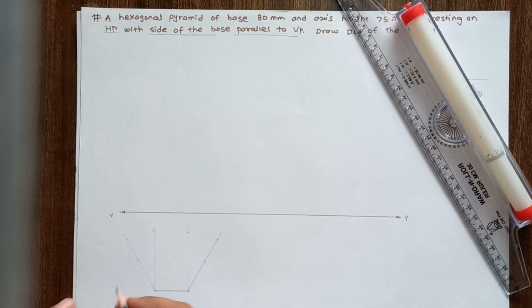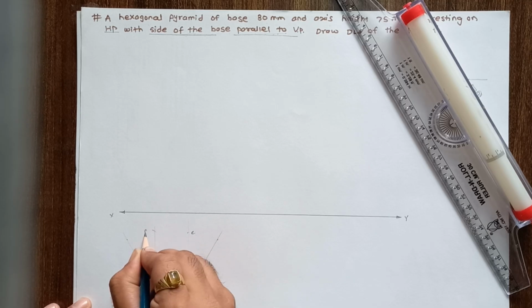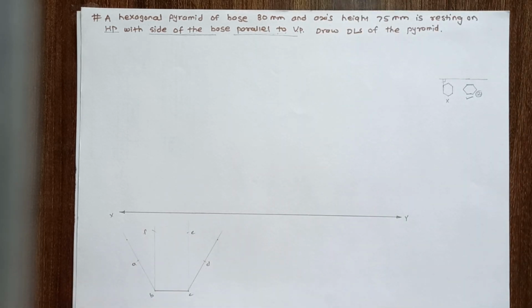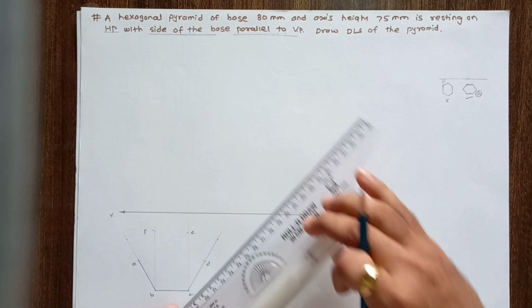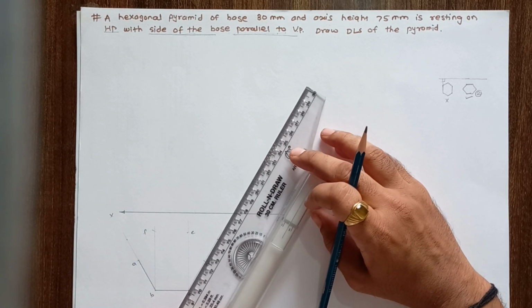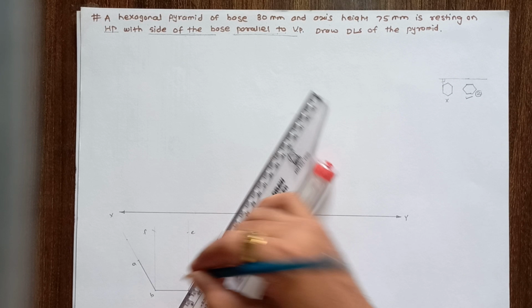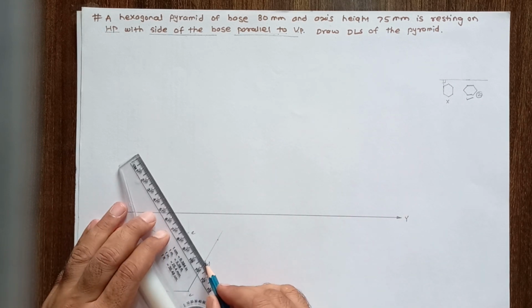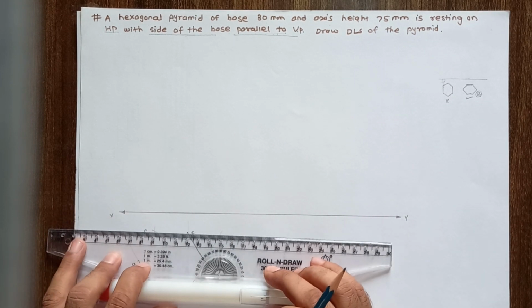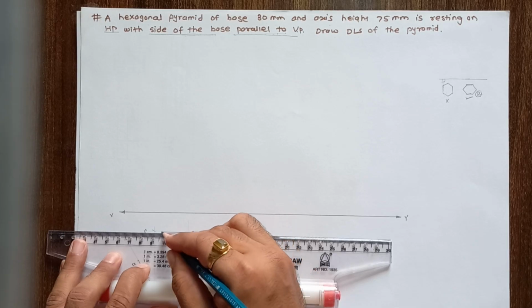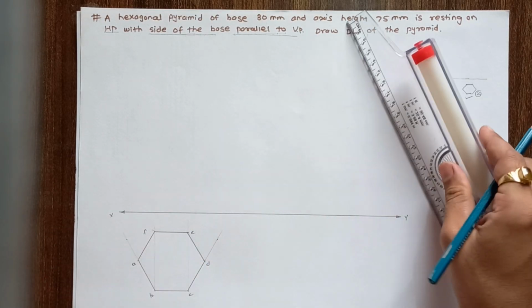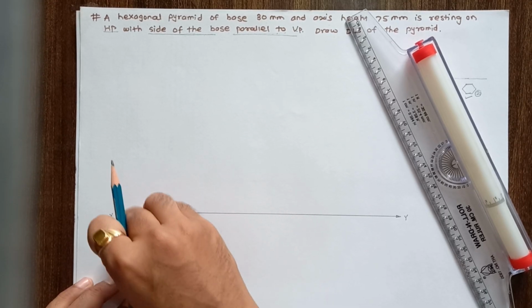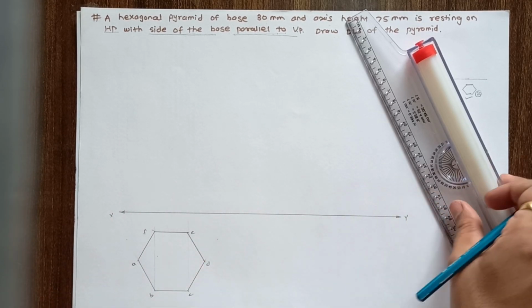Now this is your A, B, C, D, E and F. Join AB by using thick line. Join CD. Join DE, EF and FA. Here are all the extras. This is a top view.